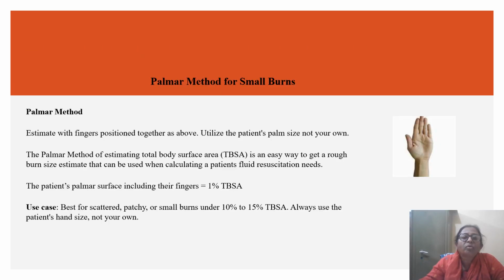Then Palmer method for small burns. You can see the Palmer method in order to calculate the body surface area in patients with scattered burns. So estimate with fingers positioned together as above. Utilize the patient's palm size, not your own. The Palmer method of estimating total body surface area is an easy way to get a rough burn size estimate that can be used when calculating a patient's fluid resuscitation needs. Patient's palmar surface including their fingers, that is 1% total body surface area.